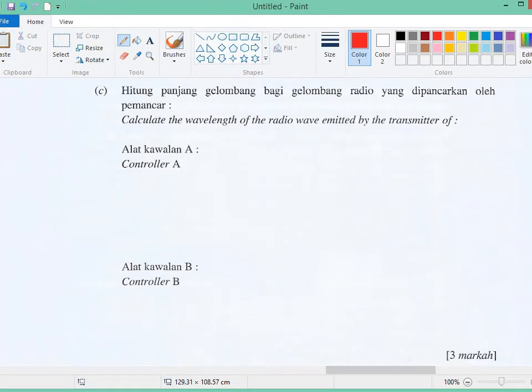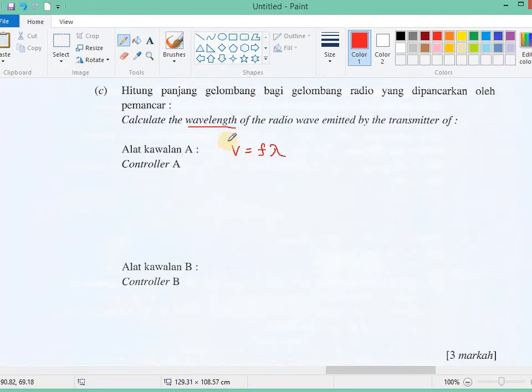Okay, next. Calculate the wavelength of the radio wave emitted by the transmitter of controller A. To calculate the wavelength, we need to use the wave speed and also the frequency. By using the equation V equals f lambda. You can use V equals f lambda, or you can write c equals f lambda also. It's not important whether V equals f lambda or c equals f lambda.